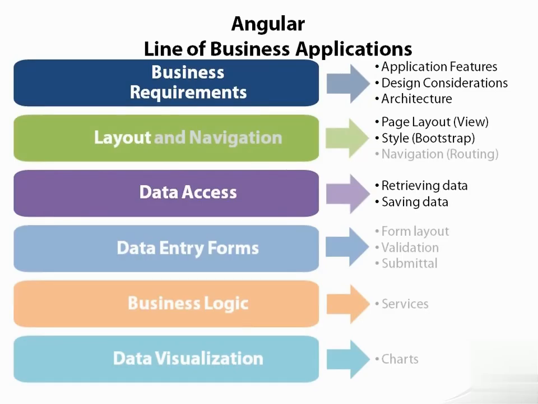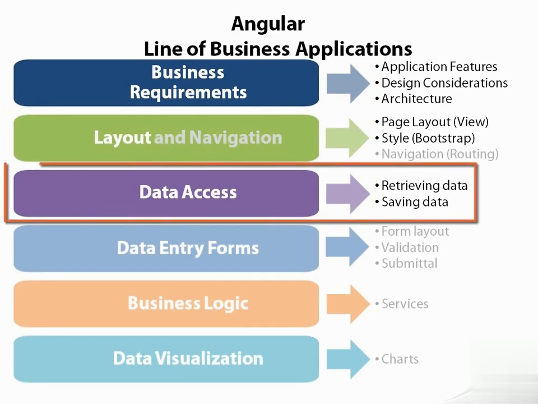Looking back at the set of tasks we identified earlier for building a line of business application, we now have code that retrieves and saves data. Though we still have hard-coded mock data, the application is now set up to access real data from a back-end web service. When the back-end web service is in place, we simply remove the mocking dependency, and the application will call the back-end web service.